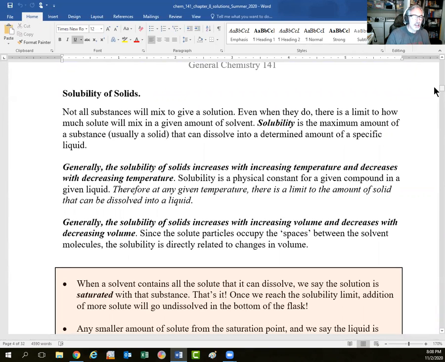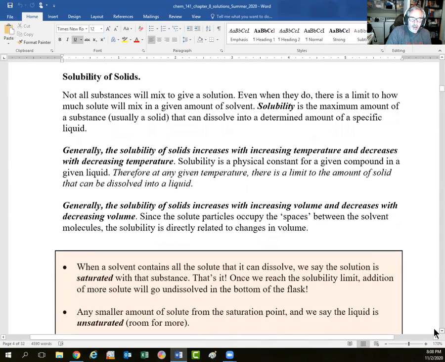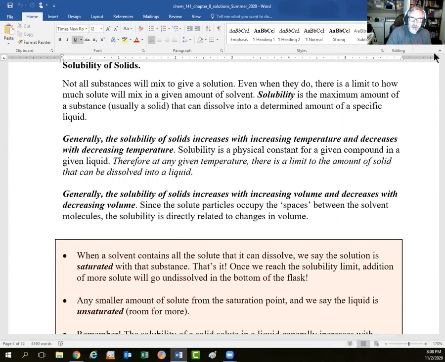So we'll always have a limit of how much solute can be mixed with the solvent to make a solution. This is what we refer to as the solubility. What's the maximum amount of solute that can be mixed with the solvent to make that solution? Now, how much solute you can dissolve, the solubility, depends on a couple of factors. First is the volume. If you increase the volume, you normally increase solubility. And if you decrease volume, you normally decrease the solubility.